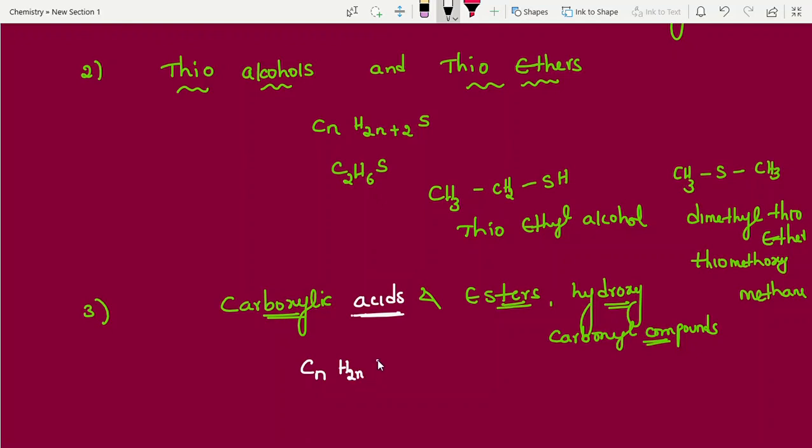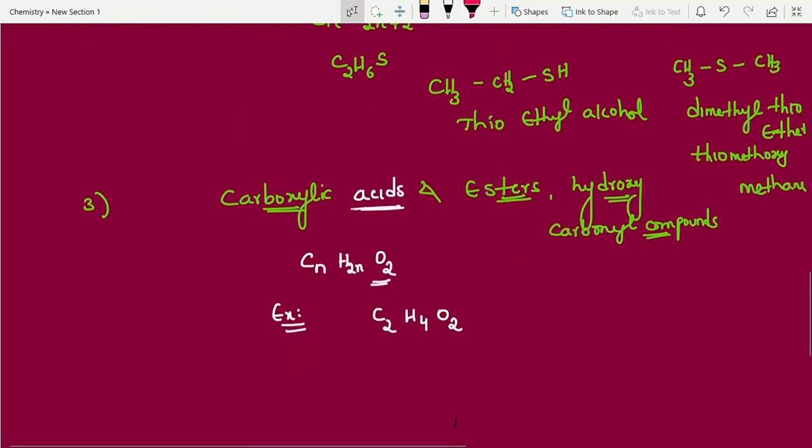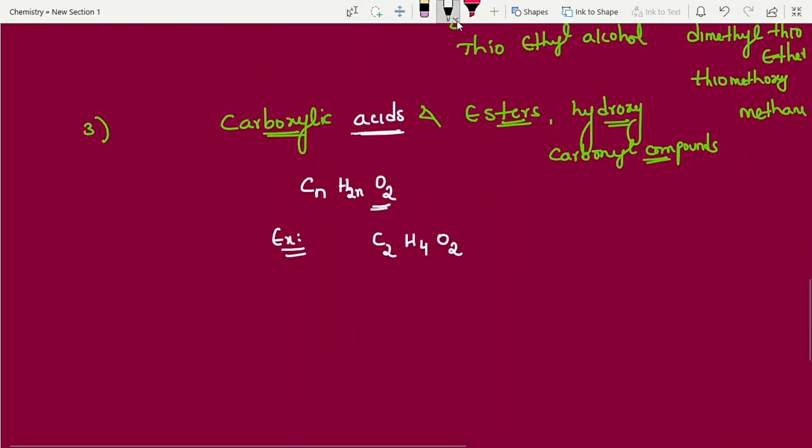CnH2nO2. Two oxygens means definitely acids and acid derivatives. Take one example here. If you substitute n equal to 2, C2H4O2. With this molecular formula, we are writing carboxylic acids, esters, and next one, hydroxycarbonyl compounds.